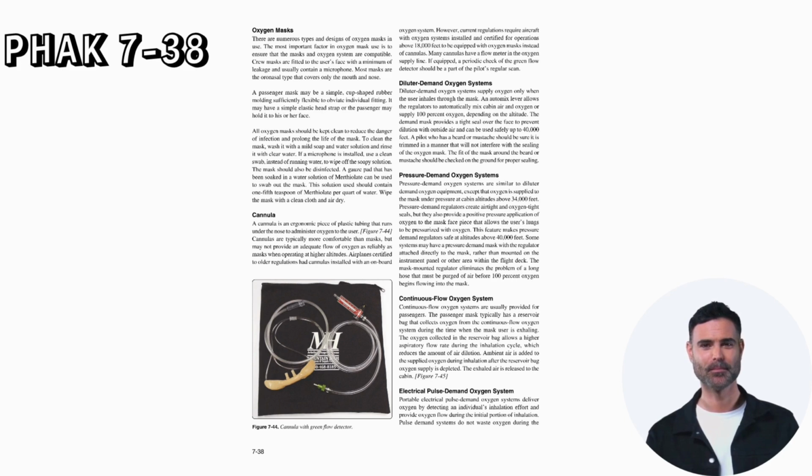Pressure demand oxygen systems. Pressure demand oxygen systems are similar to diluter demand oxygen equipment, except that oxygen is supplied to the mask under pressure at cabin altitudes above 34,000 feet. Pressure demand regulators create airtight and oxygen-tight seals, but they also provide a positive pressure application of oxygen to the mask facepiece that allows the user's lungs to be pressurized with oxygen. This feature makes pressure demand regulators safe at altitudes above 40,000 feet.